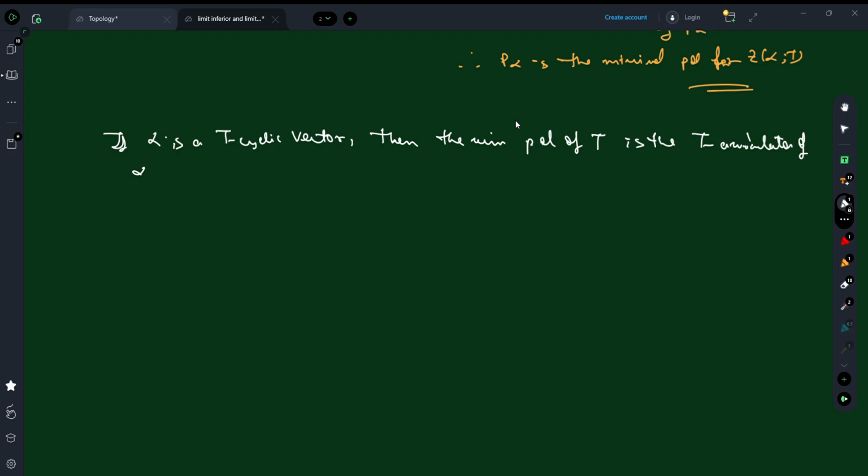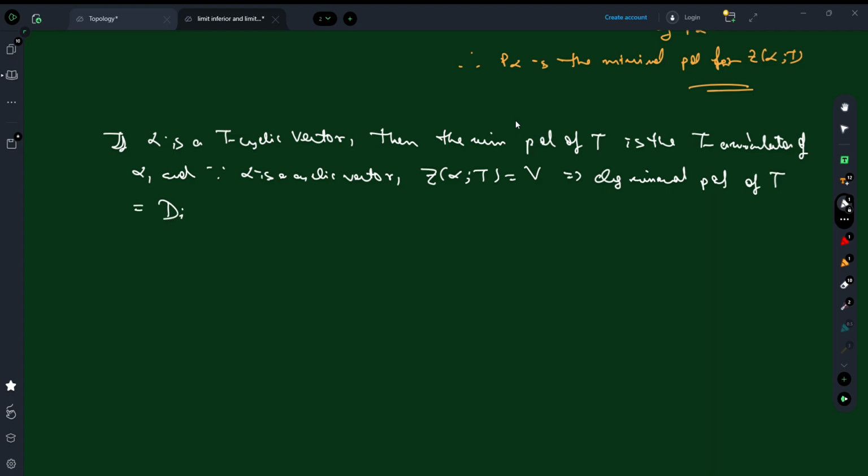Is the T annihilator of alpha, and since alpha is a cyclic vector, therefore Z alpha T must be equal to the whole vector space, which implies the degree of the minimal polynomial of T equals the dimension of V, right? And what is the annihilating polynomial of T whose degree equals the dimension of V? That's exactly the characteristic polynomial, right?